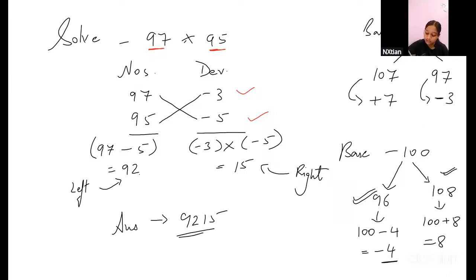For the left side of the answer, here we will not add, we will subtract. Why? Because my deviations are in subtraction, are in negative. So 97, from it I'll subtract this value, and 95, from it I will subtract this value. Because deviations are in minus, we don't add here, we subtract here. 97 minus 5 and 95 minus 3. Then after subtracting, I'll have my left side value. Then we just put them together, left side and right side value, and we'll have the answer.